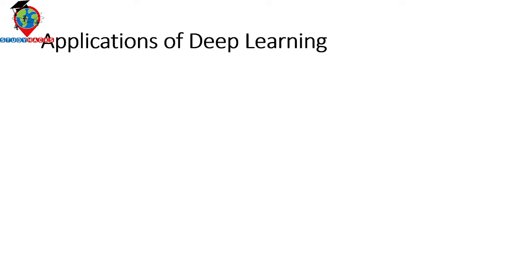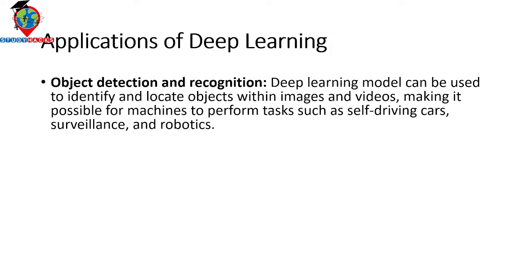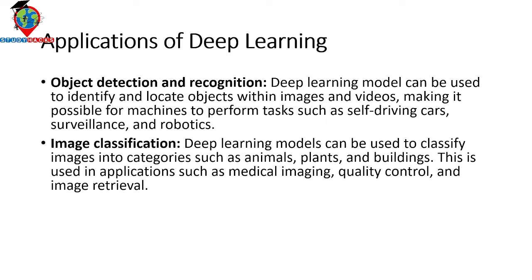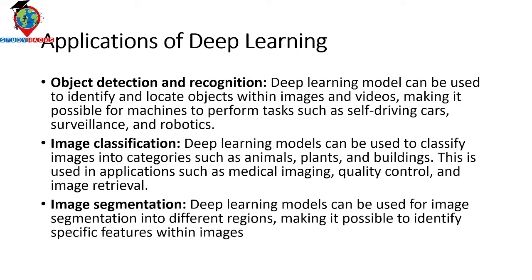The main applications of deep learning can be divided into computer vision, natural language processing, and reinforcement learning. There are a lot of uses such as object detection and recognition. We can easily do this using deep learning, and then image classification, and also image segmentation. All of those things I will explain further in the tutorial, how it will work.